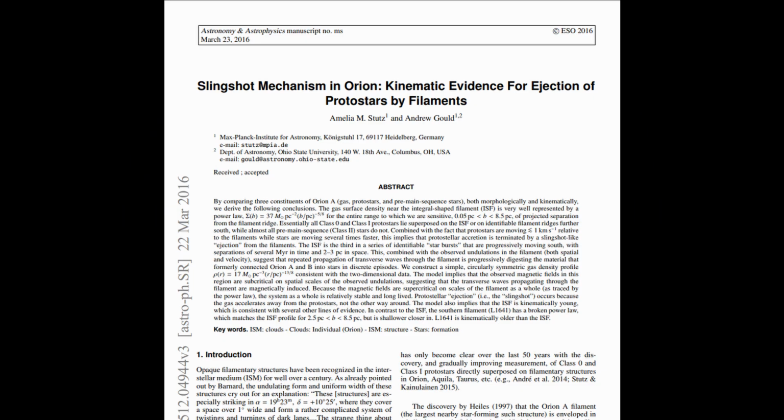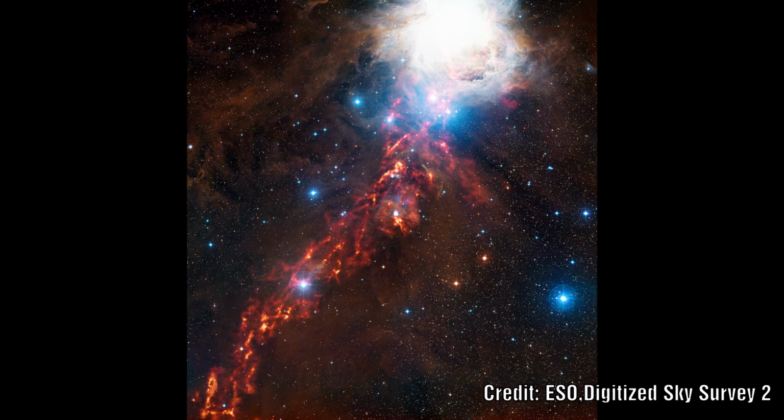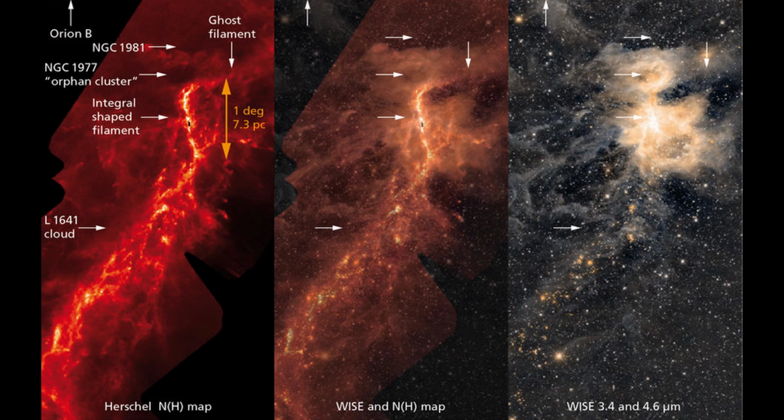One question that I have often asked is how can a star's output be affected over its lifetime? Is it possible that a star could wander from the center of the filament? Could it even be possible that stars can be ejected out of this filament altogether? In a paper by Amelia Stutz and Andrew Gould, they address exactly these questions by studying the Orion A cloud filaments.